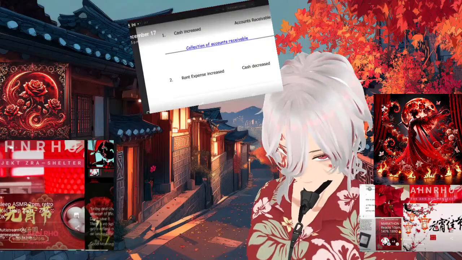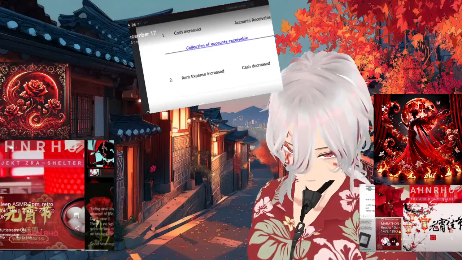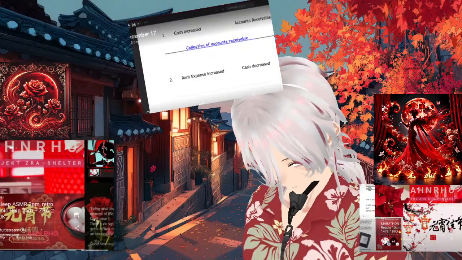Several other things related to accounting and practice questions in particular.